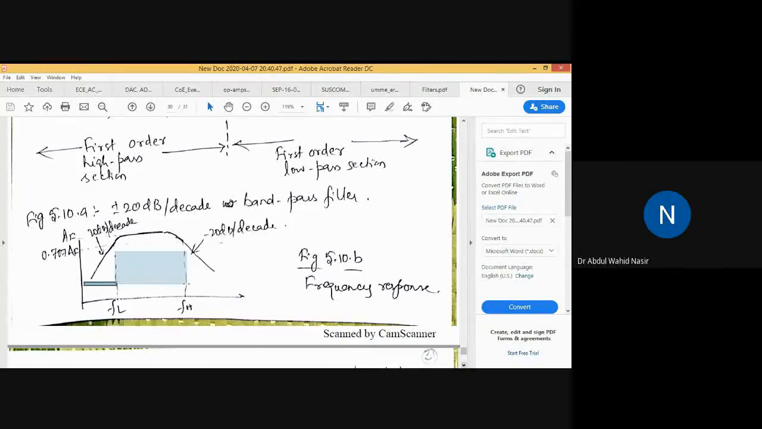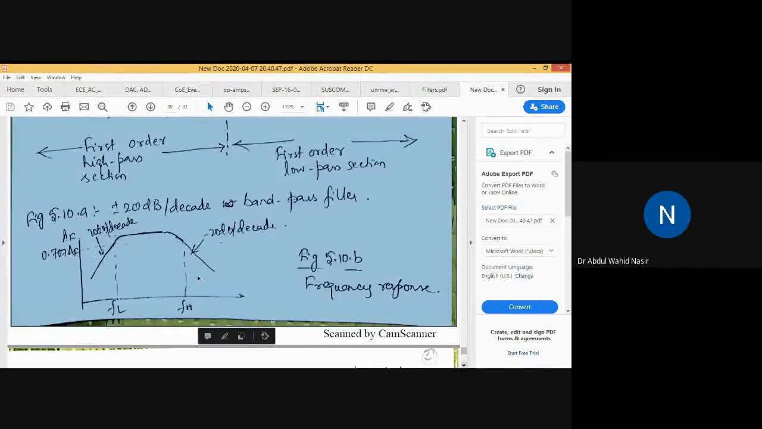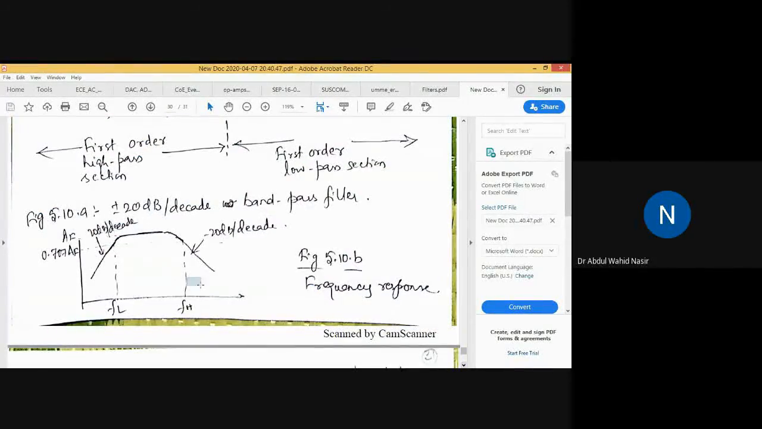This is the one pass band. The two pass band will be here. This is your two pass band. This is your two stop band. This is the first stop band. This is your second stop band.